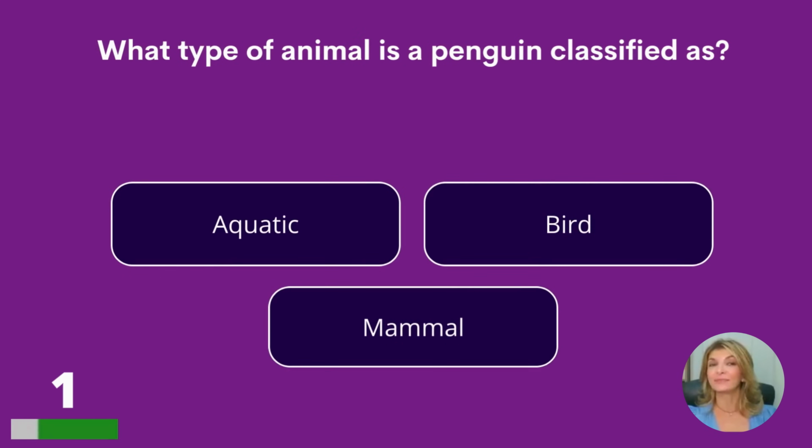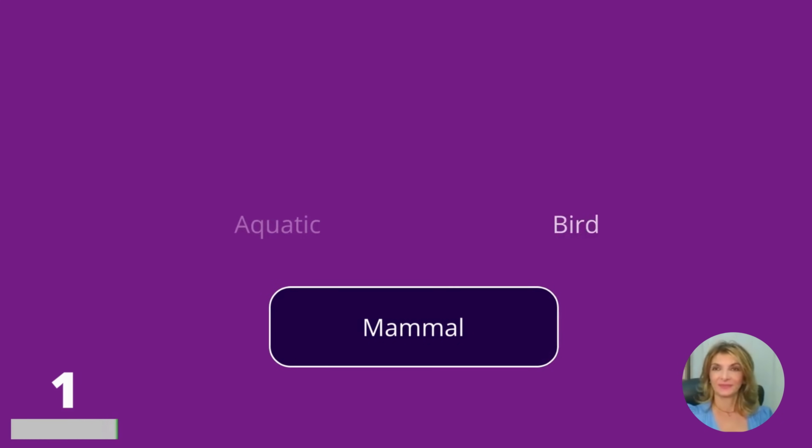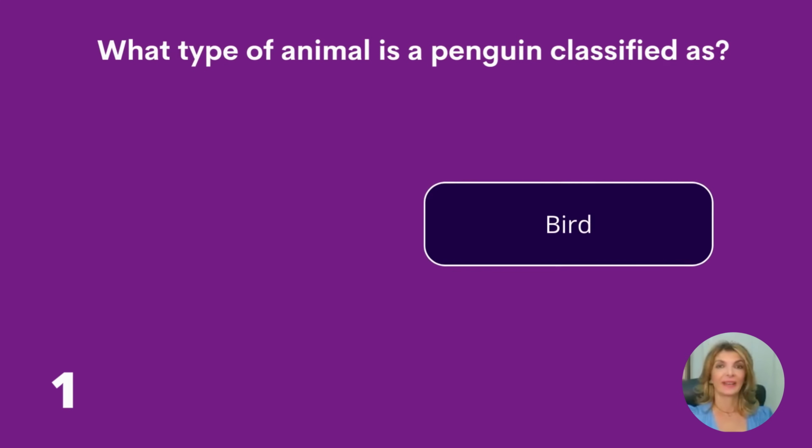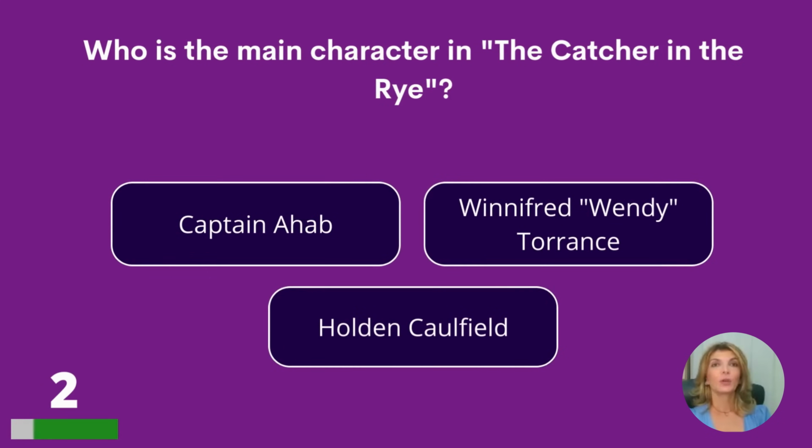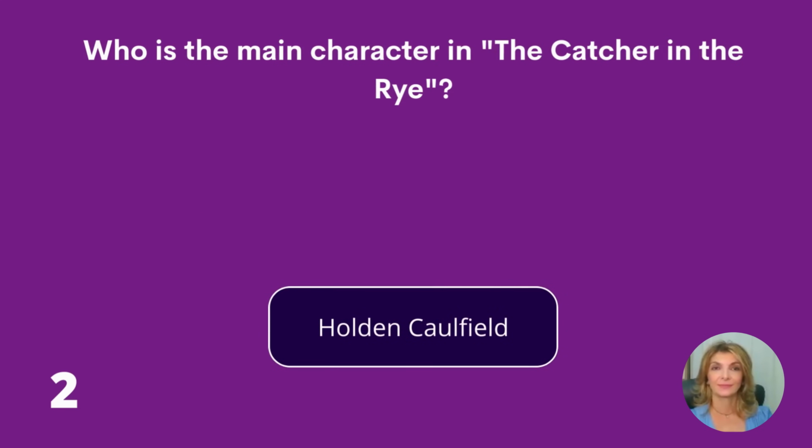Let's begin. What type of animal is a penguin classified as? Aquatic, bird, or mammal? A bird. Who is the main character in The Catcher in the Rye? Captain Ahab, Winfred Wendy Torrance, or Holden Caulfield? Holden Caulfield.